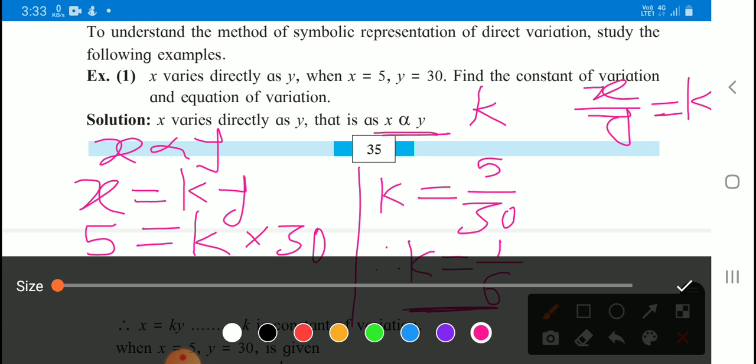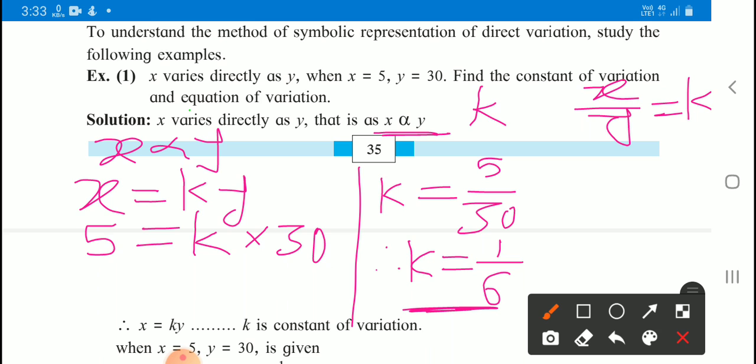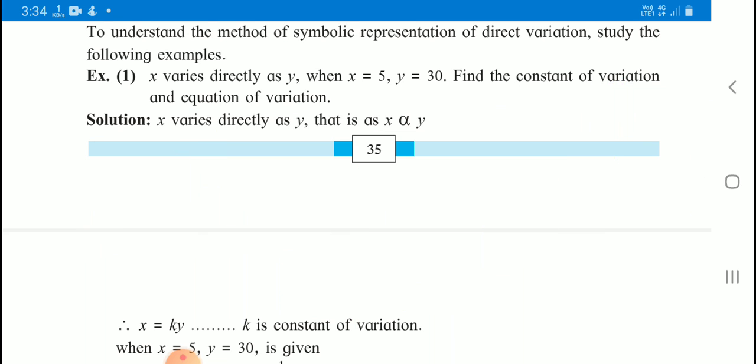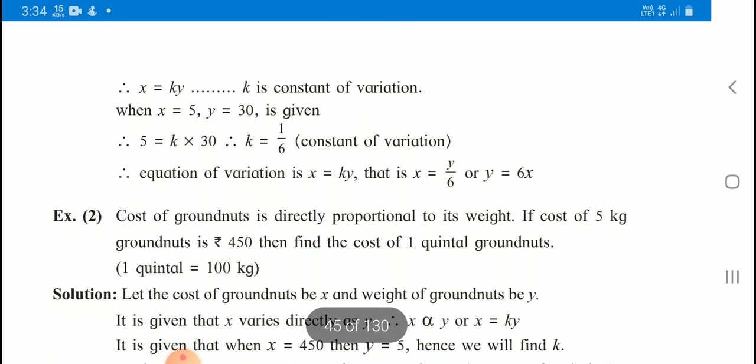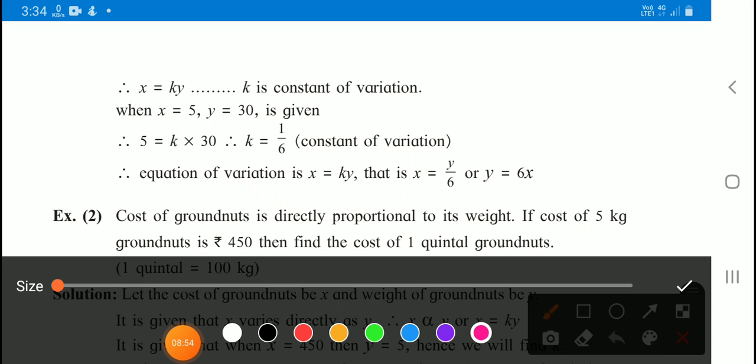Now they said to write the equation of variation. What is the equation of variation? x upon y is equal to k. So don't put the values of x and y, just write x upon y is equal to, now what is the value of k? It is equal to 1 upon 6. You have to keep it this way, otherwise y shifts to this side, and it becomes x is equal to y upon 6. Okay, now look, y is equal to 6x. Like this also you can write the value.